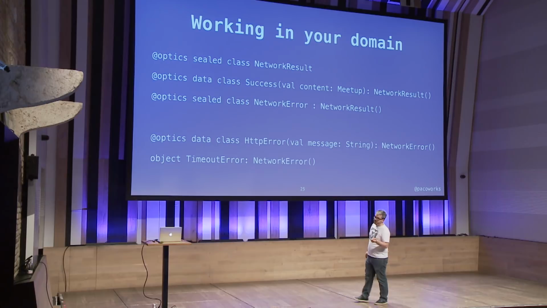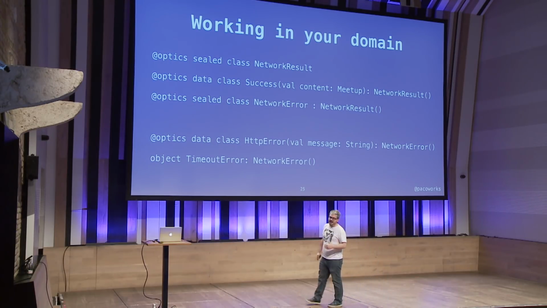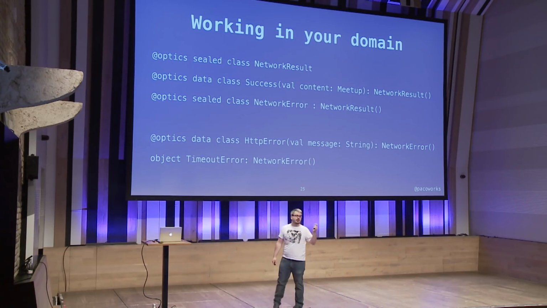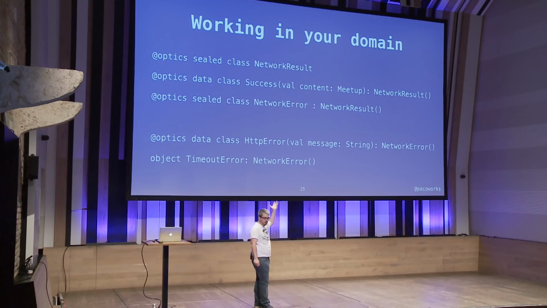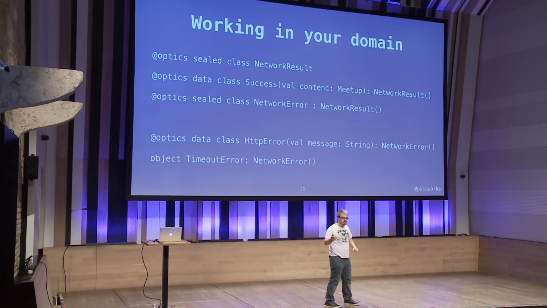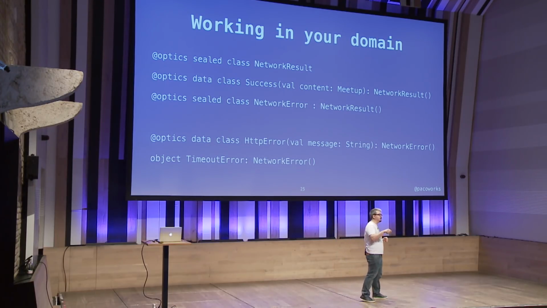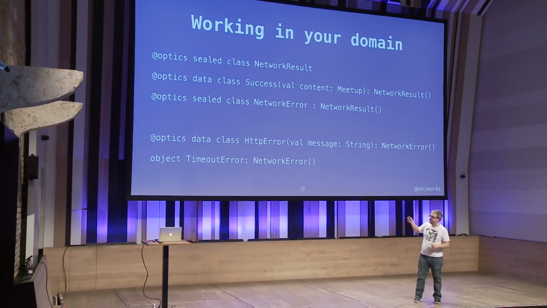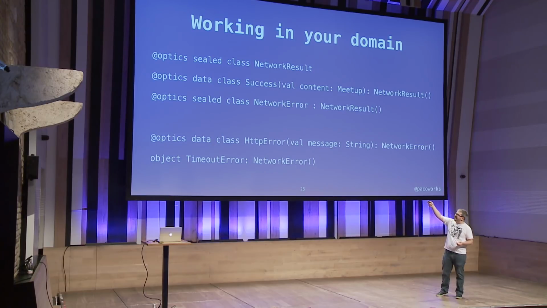But I don't want to write those, because that's a lot of boilerplate, and I have to do it all the way down. If you saw Eugenio's talk this morning, he had one called optics, and that's our annotation. You put it on our data class, in this case called NetworkResult. We have a success, and we have an error. And actually, error is another different data class with an HTTP error or just a timeout error. So we have these two different sets of data classes, and each one of them has multiple values.